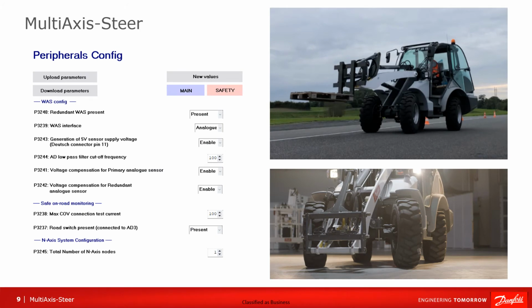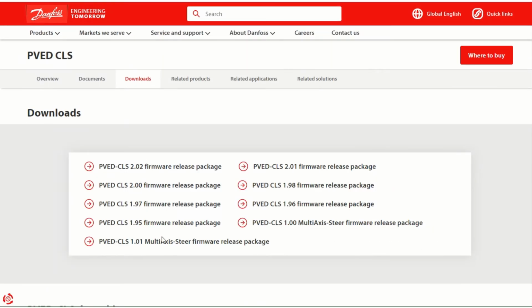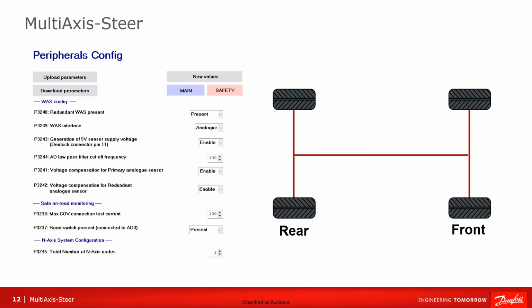Once the hydraulics and wiring are completed, Service Tool can be used to set parameters to match the configuration and desired capabilities of the machine. Multi-axis uses its own Service Tool file, located in the multi-axis firmware package. The main parameter pages to be aware of are the peripherals and in-axis config pages.